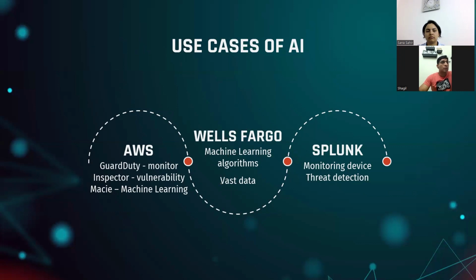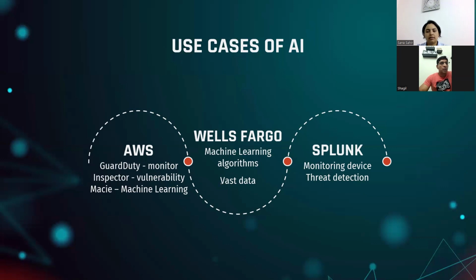Now, I will talk about Wells Fargo, one of the US-based companies, and how they are using AI models to detect malicious activity. Here they are using machine learning algorithms to quickly process vast volumes of data, including network activities, emails, and documents. It continuously examines the data and identifies patterns and anomalies that could potentially act as a cyber attack, a cyber threat. So this is how they use AI and machine learning models.